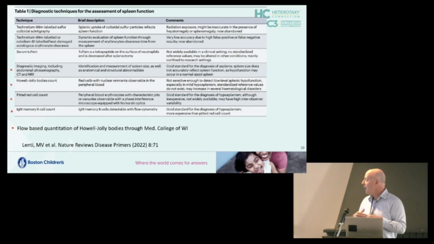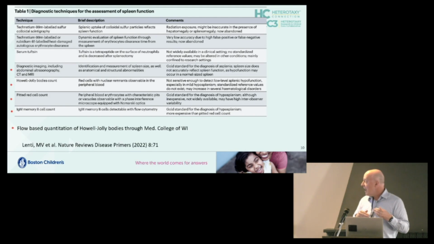And that is accomplished using interference microscopy. And then the other gold standard that we use is assessing for those IgM memory B cells, which are part of the white pulp. So the combination of the pitted red cell count and assessing the IgM memory B cells is really what we're basing our assessment of splenic function on.